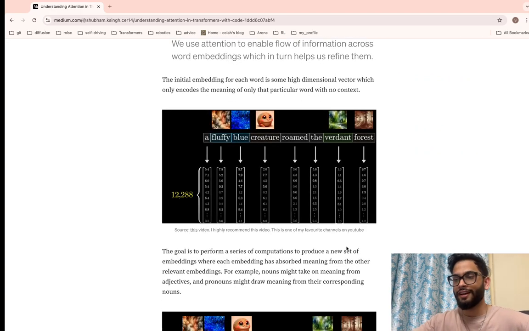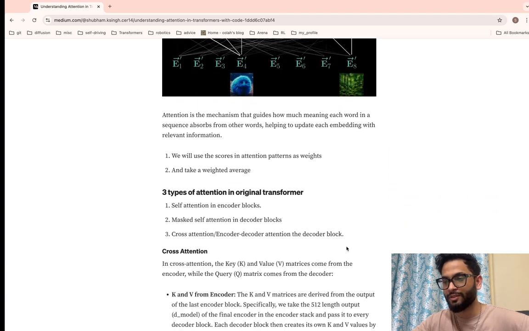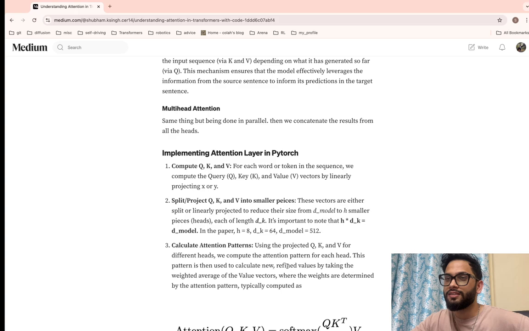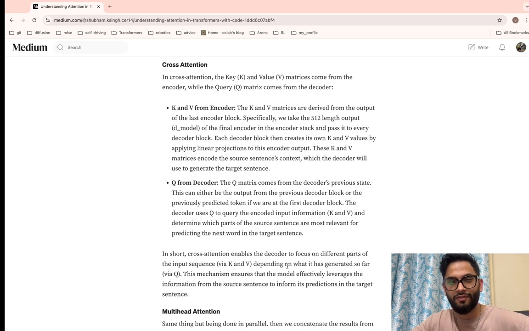Read this blog. I have put in efforts to explain everything. You'll understand. The other concept is masking. I'll skip masking for now because the video is already too long. But it's a very simple concept. Just read it from this.